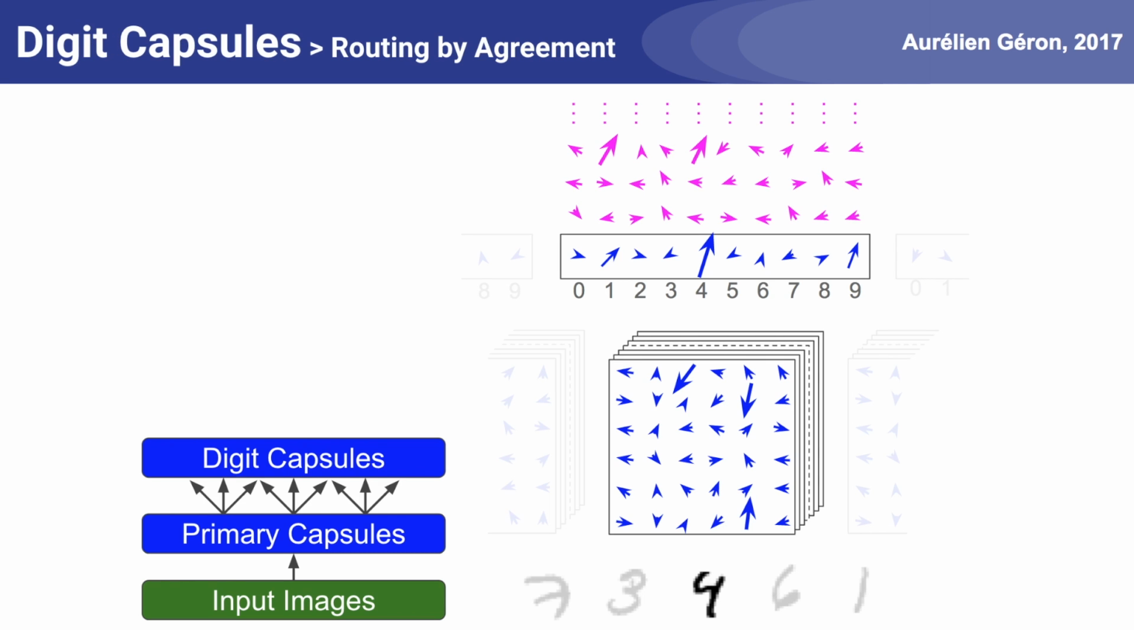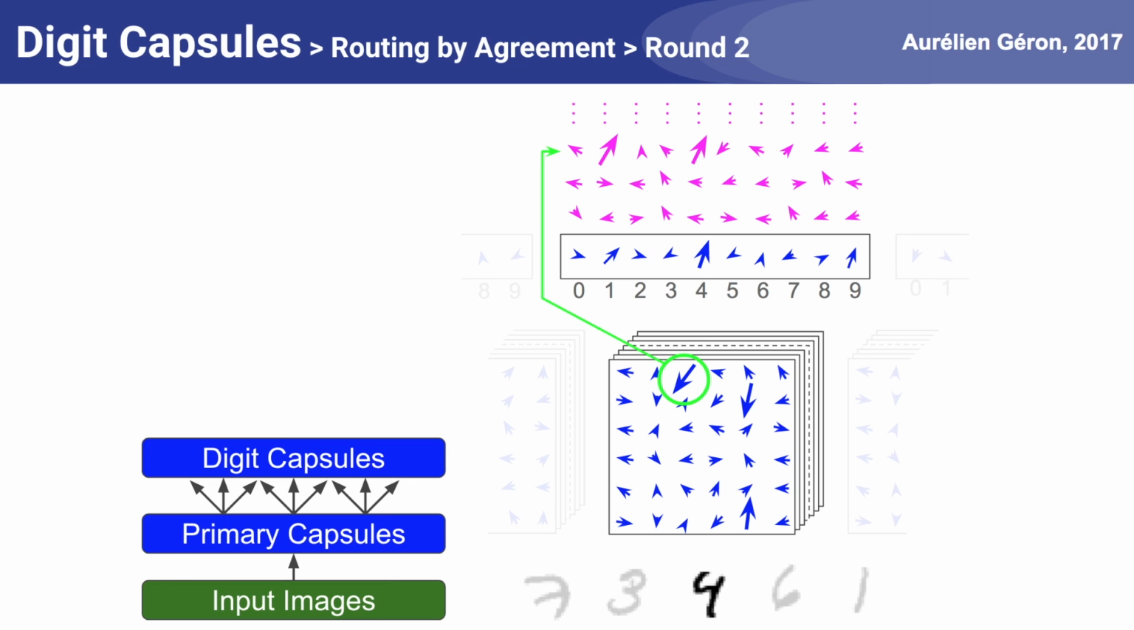Okay, back to the digit capsules. We computed a weighted sum of the predicted vectors for each digit capsule, and we just run the squash function, and we get the outputs of the digit capsules. Hooray! But wait, this is just the end of round 1 of the routing by agreement algorithm. Now on to round 2. So first, we need to measure how good each prediction was, and use this to update the routing weights.